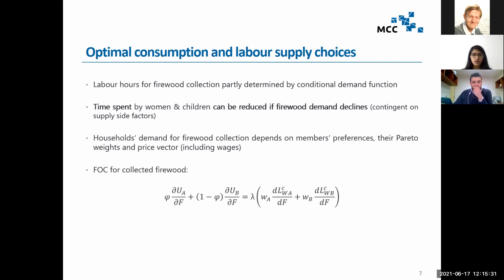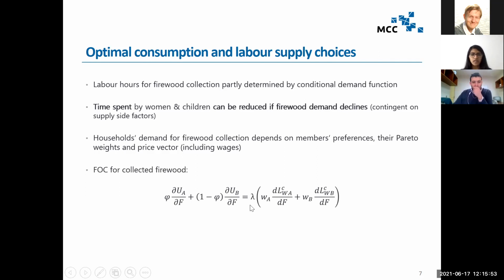So here is the optimality condition for collected firewood. On the left-hand side, this is basically a representation of the marginal utility that the household as a whole gets from firewood collection. And this is a weighted sum of the marginal utilities of the individuals A and B, weighted by the Pareto weight.